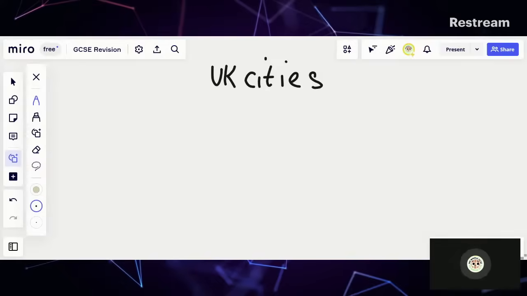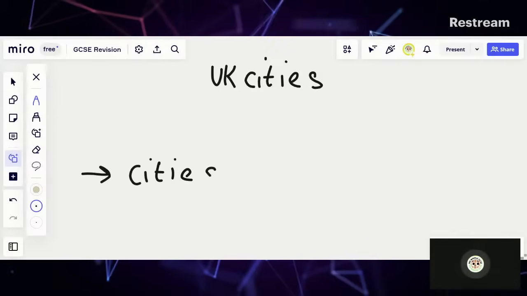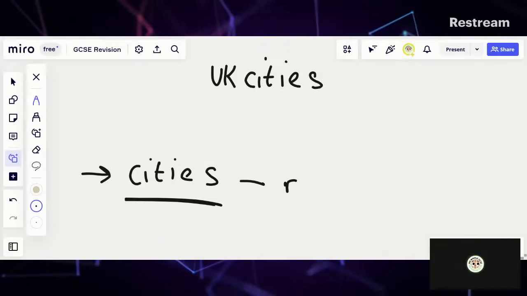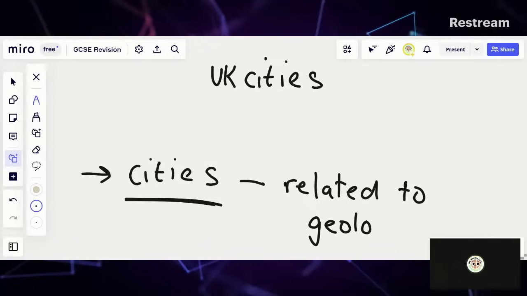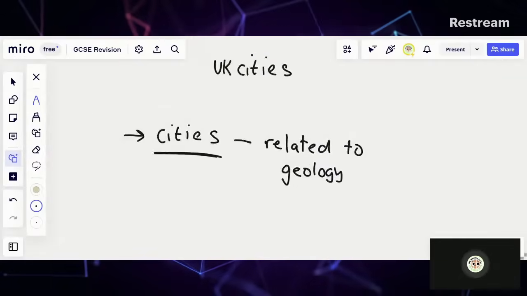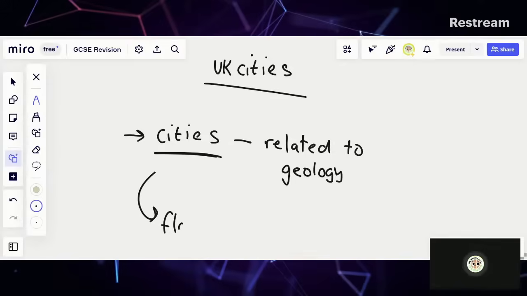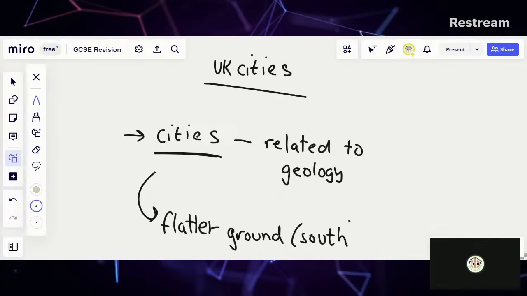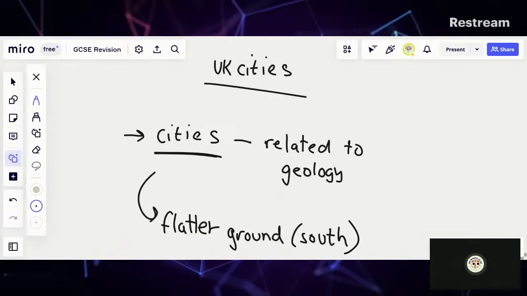Most cities are actually in lowland areas. So the placement of cities is very much related to the geology. Now, what that means is that strategically, loads of cities within the UK are actually placed on flatter ground, and the flatter ground areas tend to be found in the southern areas. Now, flatter ground is much better for buildings and infrastructure.